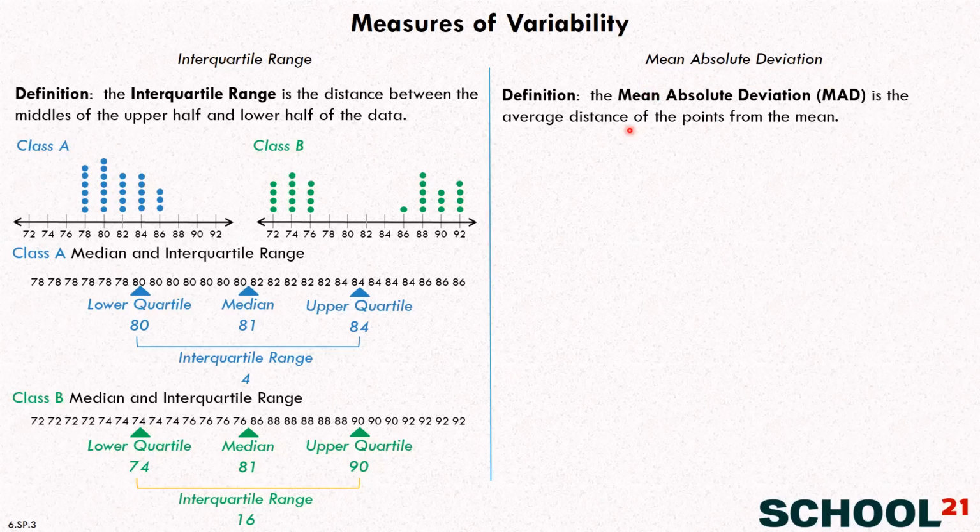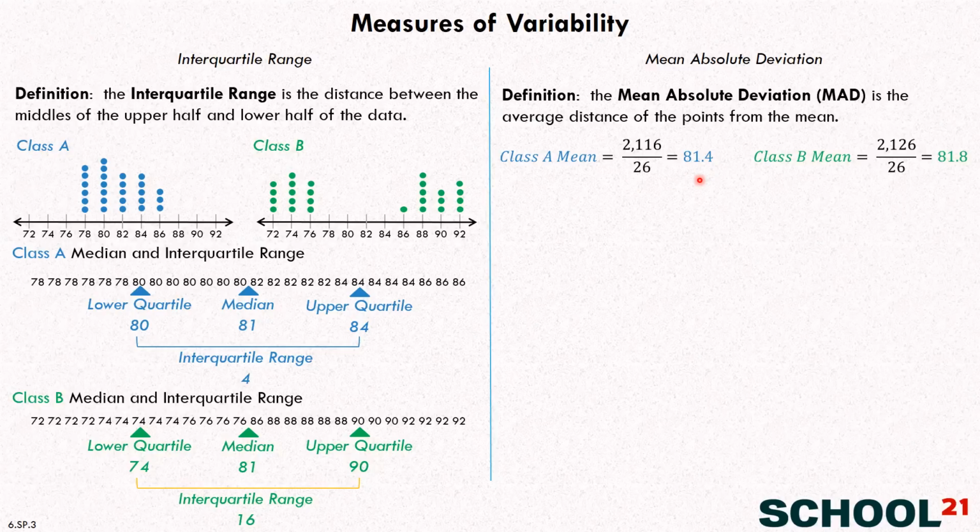So let's go ahead and look at the Class A and Class B means first, because we're going to calculate those so that we can find the distance of each data point from the mean. So we won't actually do the arithmetic here, but if you were to add up all these data points right here, you would get 2,116. And there are 26 data points, so you divide by 26. Remember, that's how you get the mean. You take the sum divided by the number of data points. In this case, it's 81.4.